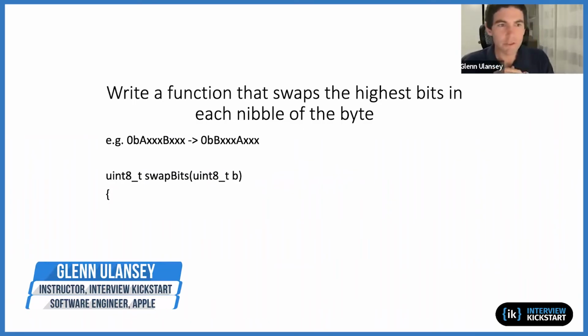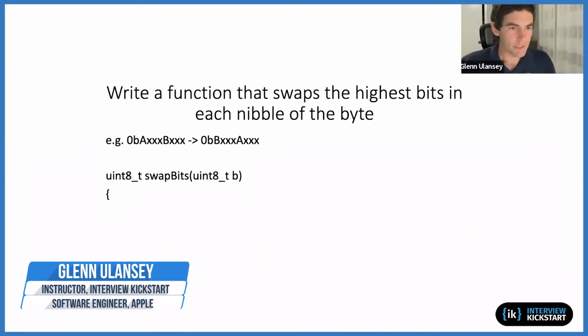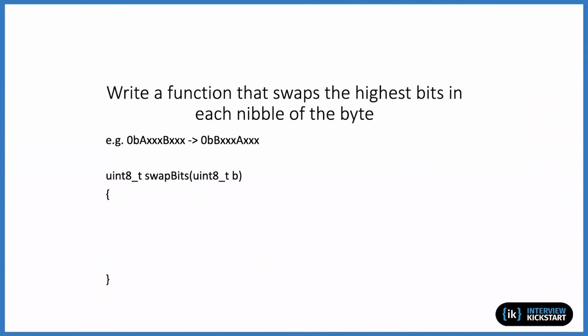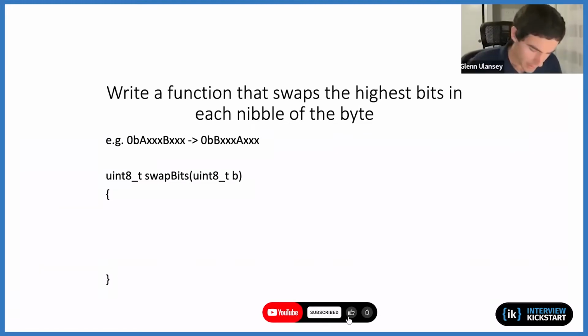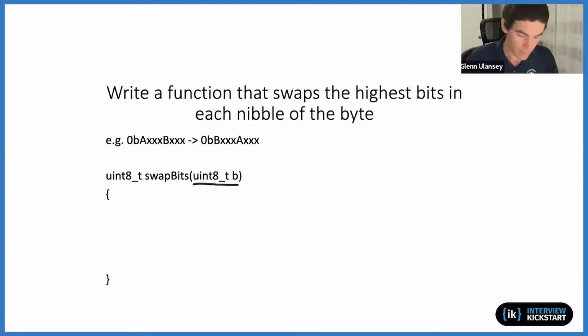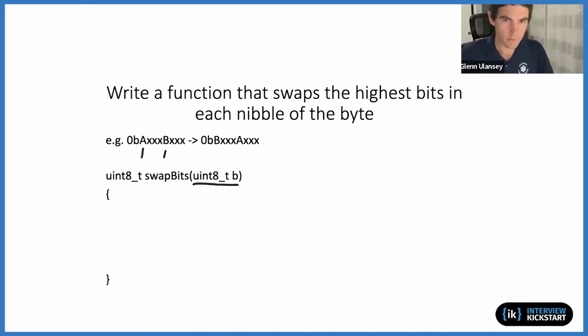The first question that was submitted that I thought was interesting was this one: write a function that swaps the highest bits of each nibble of the byte. So in this particular case, this question is asking for an input that's exactly 1 byte, and the 8th bit and the 4th bit, we're going to swap those. So there's A and B. The rest of the bits we're going to leave as they are.